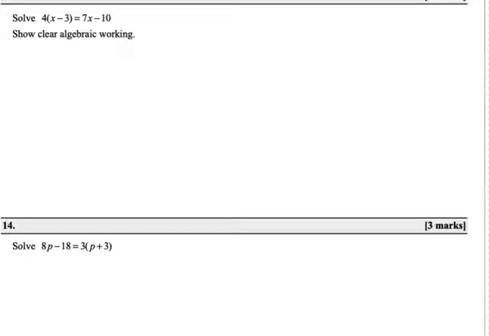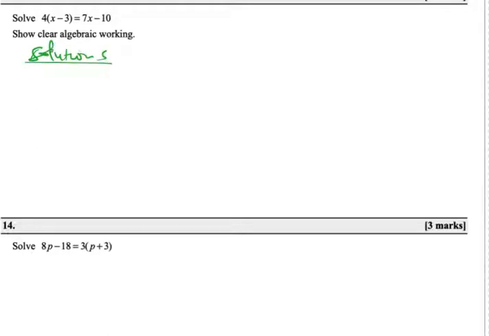Again, we are continuing with our series of solving one variable equations. This is algebra. Okay, so continuing to this question here, solve 4(x - 3) = 7x - 10. They're asking us to show the working clearly. Alright, so this is how we shall start it.